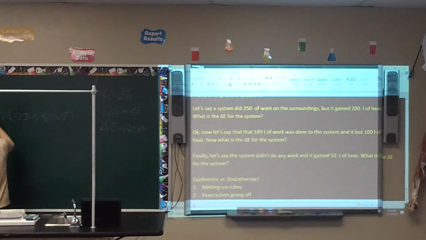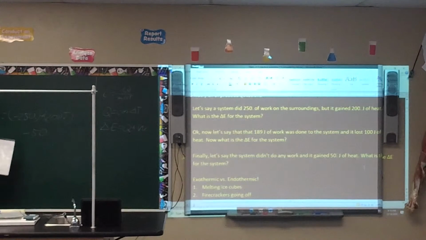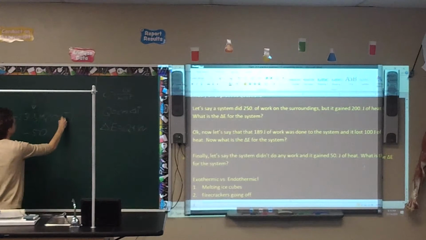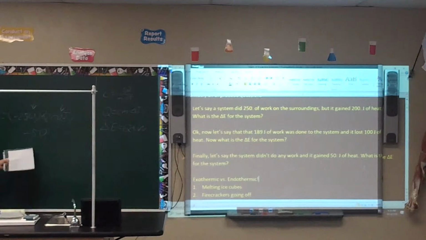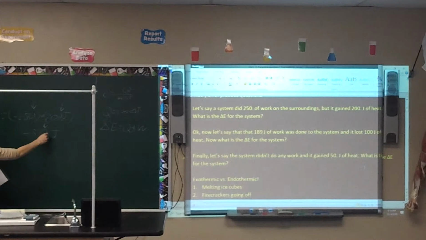So this is just simple addition to figure out the internal energy change. Negative 250 plus 200 is negative 50. This is addition and subtraction, so how do we figure out sig figs? Look at the place. 250. has a decimal point, so the 0 counts. 200. also has a decimal point, I just didn't write it. Should I leave it as 50 with no decimal point? No, I have to put a decimal point saying that this 0 counts as well. So it becomes negative 50. joules. That's the answer for the first problem.